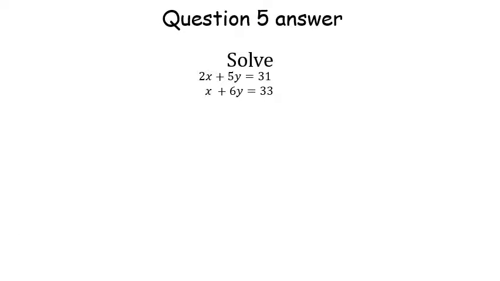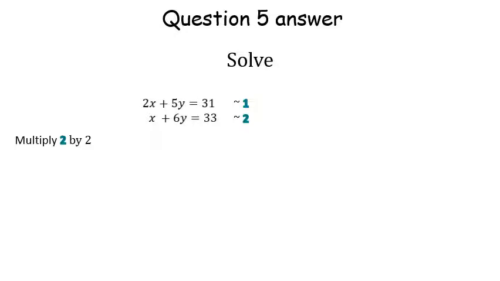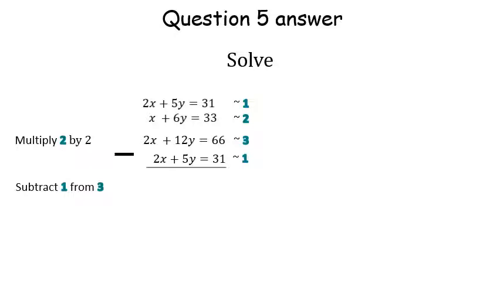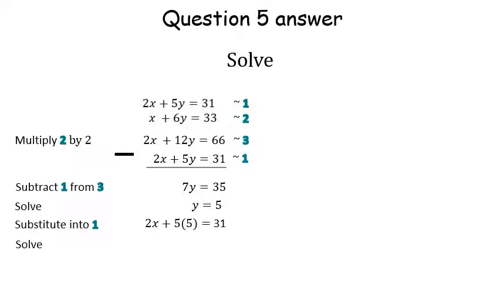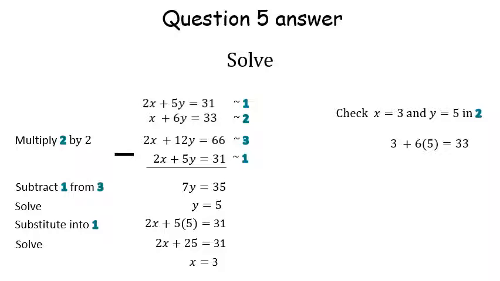Question 5. I've named the equations 1 and 2, but because the coefficients aren't the same on either of the variables, I've multiplied the second equation by 2. I've then subtracted equation 1 from the new equation and solved to get y equals 5. I then substituted y equals 5 into the original first equation and solved to get x equals 3. I've checked this all in the second equation and yes, it works, so x does equal 3 and y does equal 5.